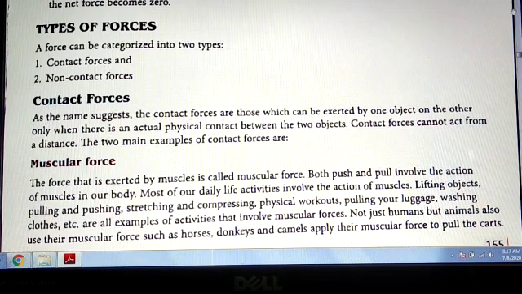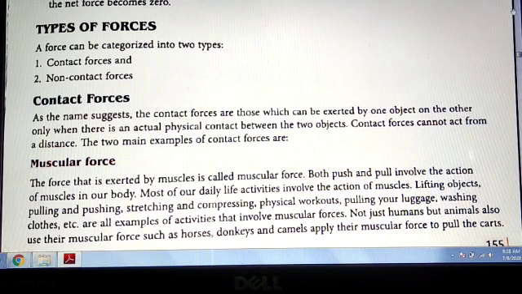We had read that force is push and pull. Push and pull involves the action of muscles in our body. A number of activities which we do in our day-to-day life involve the action of muscles. For example, when we have to lift any object, like a bucket or your book, when you have to push a door, or pull a door, stretching of a spring, different physical workouts. Thousands of examples are there in our day-to-day life in which we use our muscles.